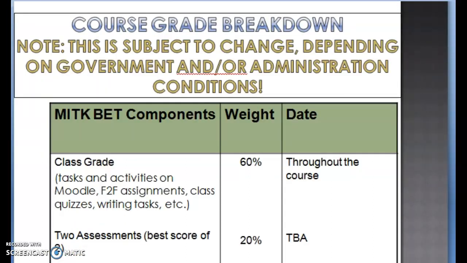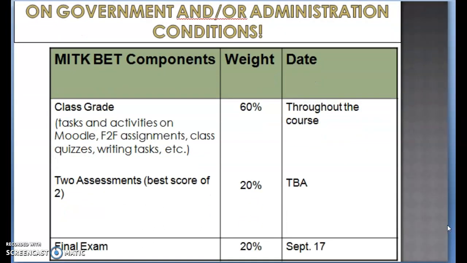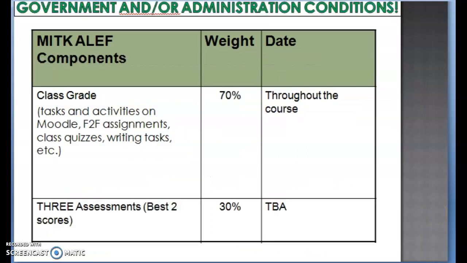Okay, now that you have sent me the email with the attached file, which is labeled correctly, we'll look at your grades. If you're in Mitk with me now, this is the course grade breakdown, the final course score. However, I do want to make it very clear that this could change depending on government and administration conditions. If you're in Mitk Aleph, it is different. You need to look here at the components and the weight.